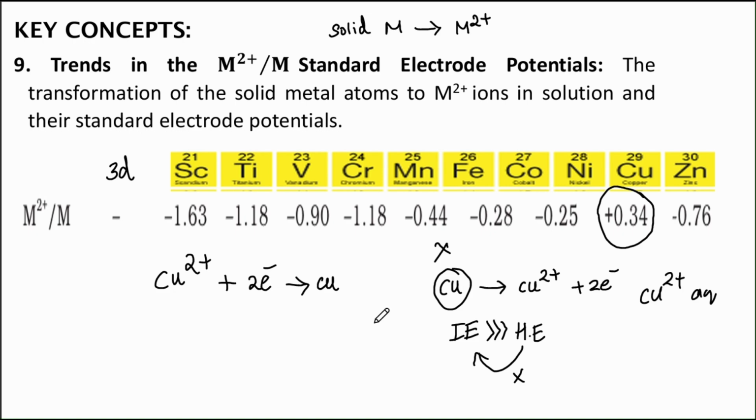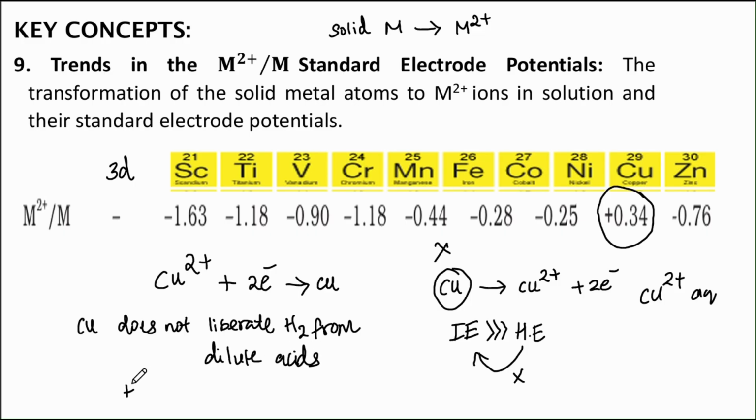So copper is the only element having a positive electrode potential, and from this we can tell that copper does not liberate H2 gas from dilute acids. We know that hydrogen has the standard electrode potential value of 0 volt and copper has 0.34 volt. So copper is easily reduced, but it is not easily oxidized. And you also know that in the reactivity series, copper lies below hydrogen. So copper does not liberate H2 from the dilute acids.